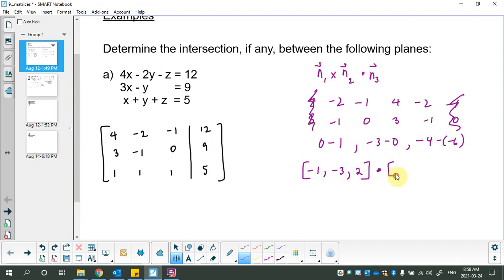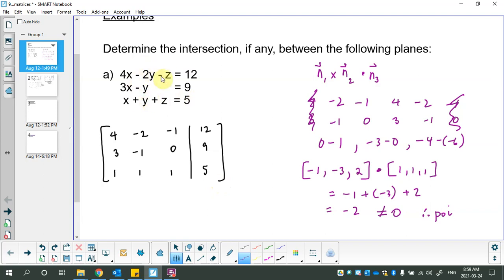And then I have to dot it with the remaining normal, which is 1, 1, 1. And I'll get -1 plus -3 plus 2. And that is -2. But what's more important is that it's not equal to 0. And if it's not equal to 0, the result of this should be a point of intersection. So it shouldn't be a line of intersection or any of the other 8 possibilities. It should be a point of intersection.